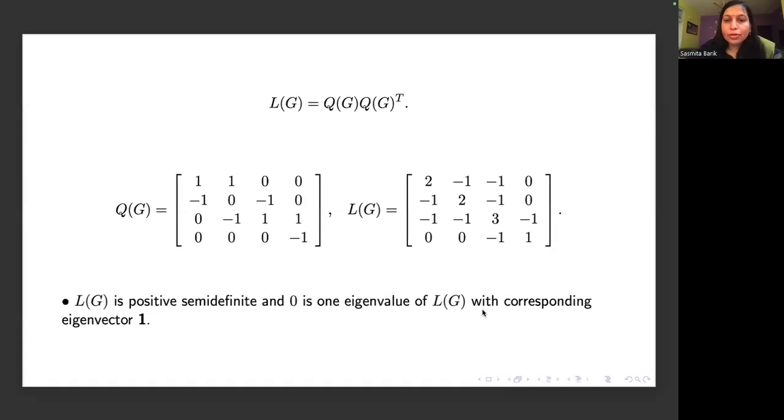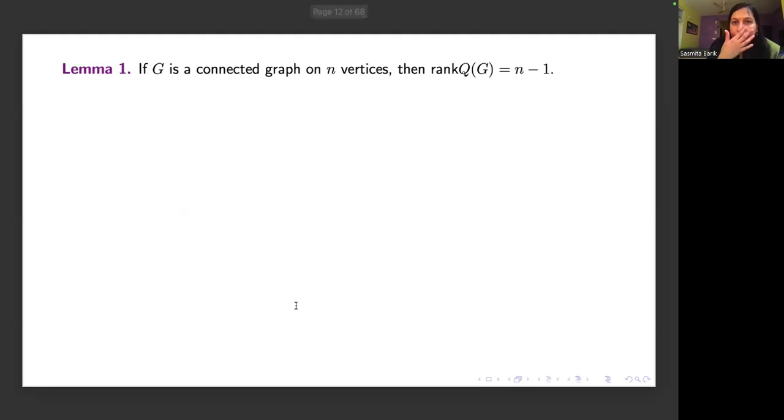Because it's positive semi-definite, all its eigenvalues will be greater than or equal to 0. And one eigenvalue is coming as 0. Maybe 0 will appear again, but we know that the smallest one will be 0. Now, I define Q because in terms of Q, we can say many things about the Laplacian L_G.